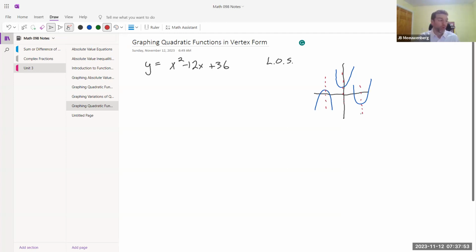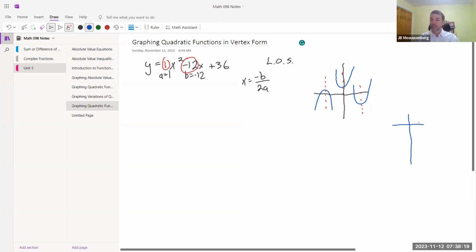Now, we had a formula to do that. We used x is equal to negative b over 2a, using the coefficients for the a and the b. A is 1 in this case, b is negative 12. So we would use whatever these coefficients are, 1 here, negative 12 here. And all that does is it tells us where our starting point is, right?